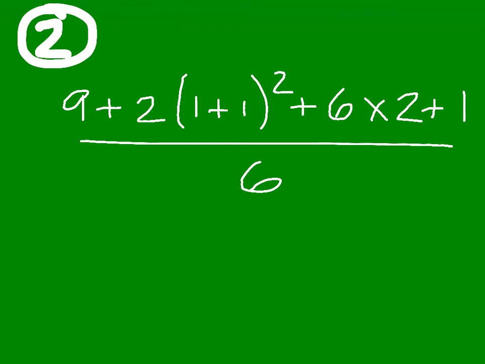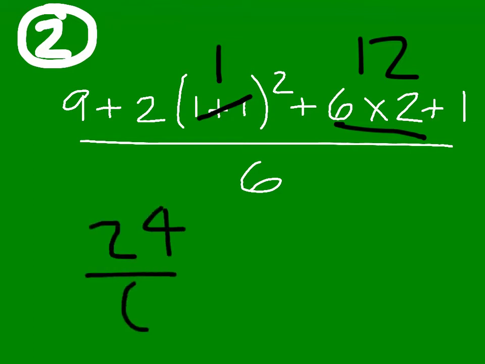Everyone had that. Alright, 1 plus 1 is 1, and 1 squared is 1. 1 times 2 is 2. 9 plus 2 is 11. You want to do this first, so 11 plus 12 would make it 10, 20, 23. Plus 1 is 24, so we have 24 divided by 6, and that is 4.